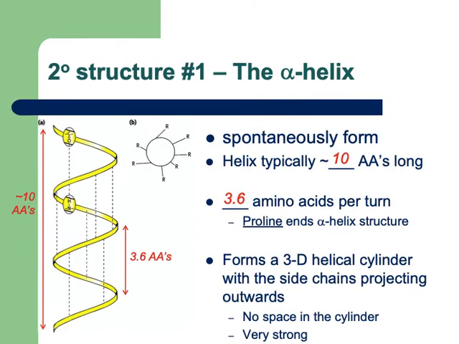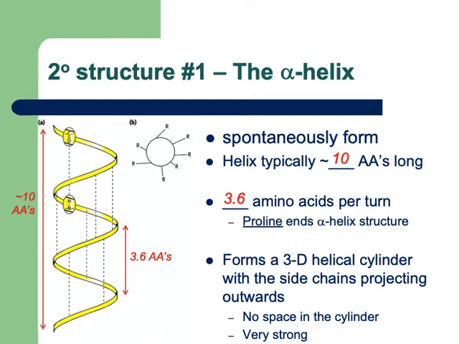Now let's discuss the alpha helix, which is one of the two secondary structures of a protein. These spontaneously form, and it is a helix that's typically approximately 10 amino acids long. So let's look at the picture of it on the left-hand side. We can see the entire diameter of this is approximately 10 amino acids. We can also see that there are dashed lines which indicate hydrogen bonds, which are formed between the carbon double bond to the oxygen, the carbonyl, and the amine group of the subsequent amino acids. Typically within one turn, there is 3.6 amino acids per turn.